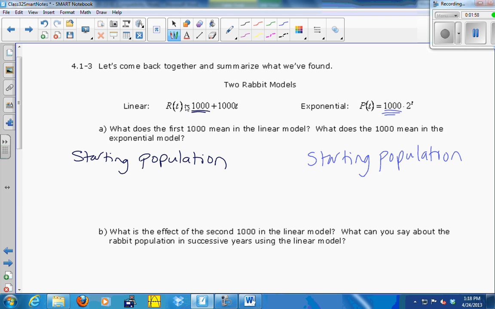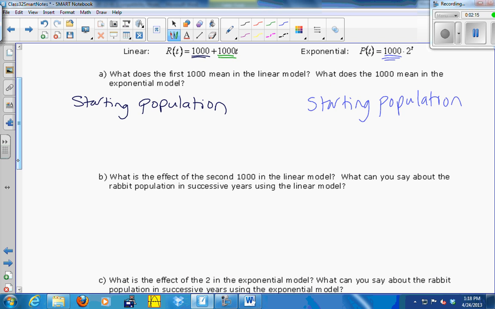So what is the effect of the second 1,000 in the linear model? What does that 1,000 represent? Every year. Yep, so we could call that the growth rate. Growth rate of 1,000 rabbits per year.